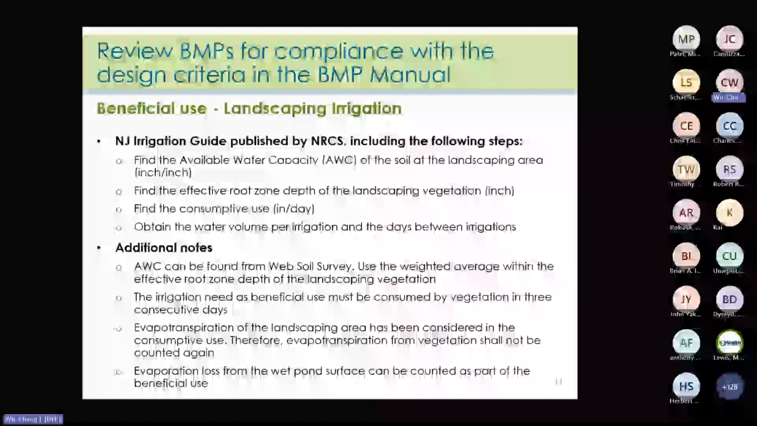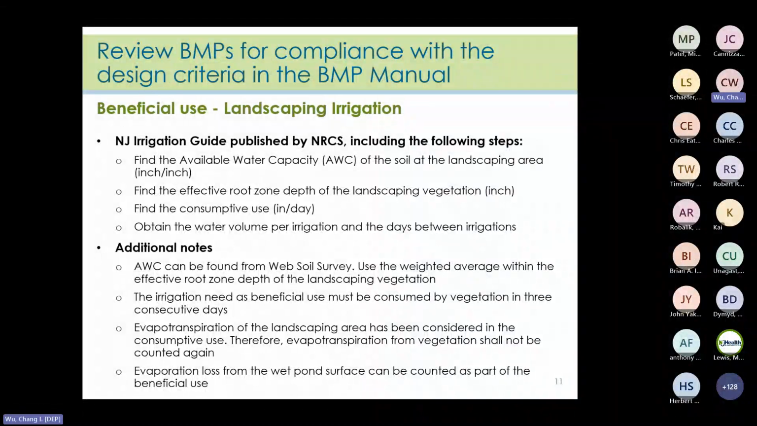And here's a reference you may use. NRCS has an NJ irrigation guide, which provides one method to estimate the irrigation need. If you want to use another method, you need to provide a well-recognized publication showing the method and the variables you are using in your calculation. We will work on the guidance, but for now we will consider it on a case-by-case basis. And if you are a municipality and need our assistance, you can contact us.